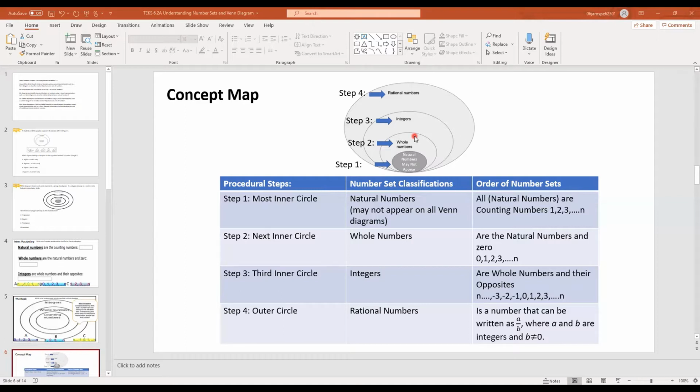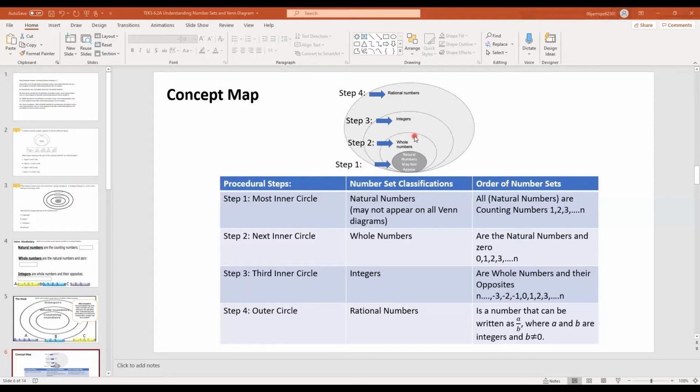All right, our third inner circle is integers. And integers are whole numbers and their opposites. Now, when you think about an opposite, I think about positive and negative. And that's basically what an integer is. I have a positive one, but I got a negative one. That's an integer. And 0 is also an integer. So an integer includes all natural numbers, all whole numbers, and their opposites, okay?